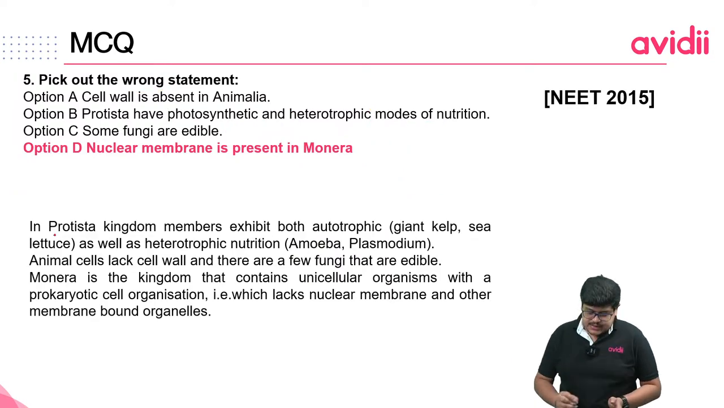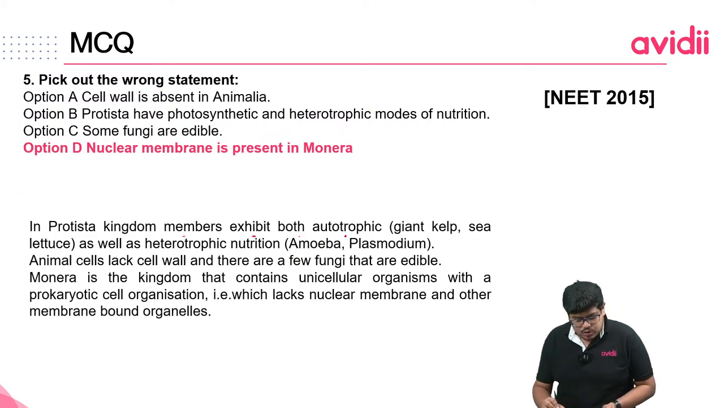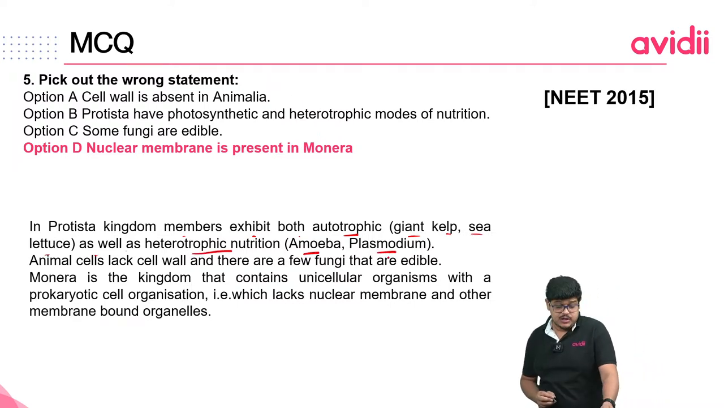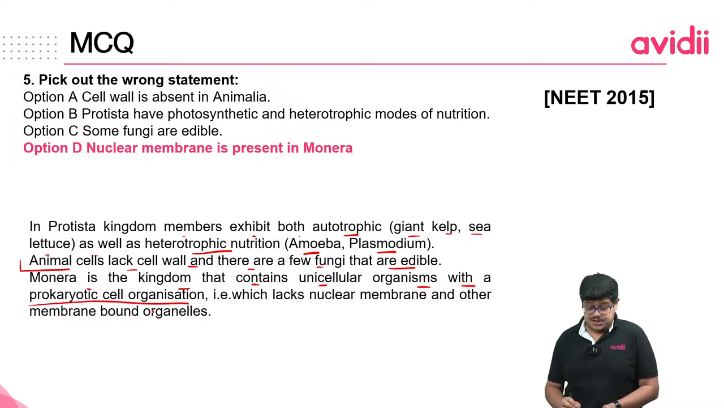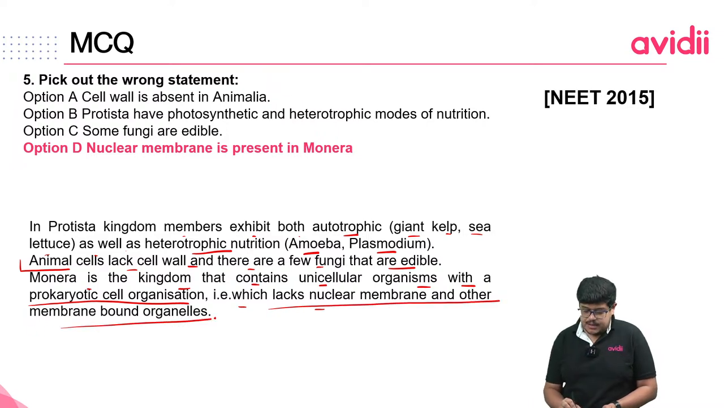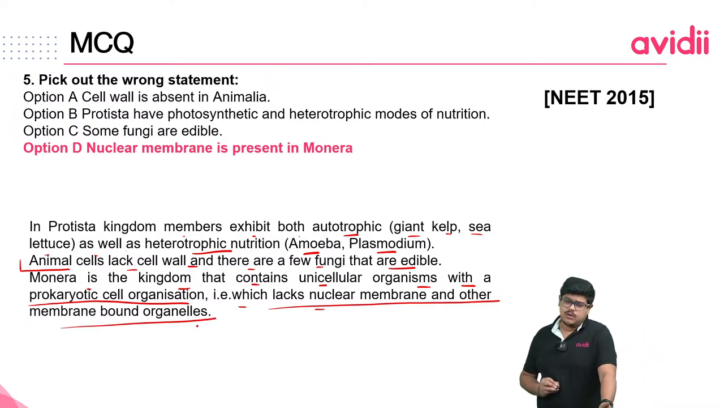So in Protista kingdom, members exhibit both autotrophic, that is giant kelp, sea lettuce, as well as heterotrophic, that is in case of amoeba, plasmodium. Animal cells lack cell wall and there are few fungi that are edible. Monera is a kingdom that contains unicellular organisms with a prokaryotic cell organization, that is, which lacks nuclear membrane and other membrane-bound organelles. Okay?